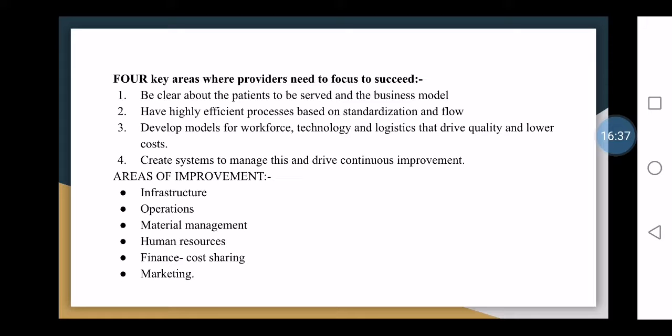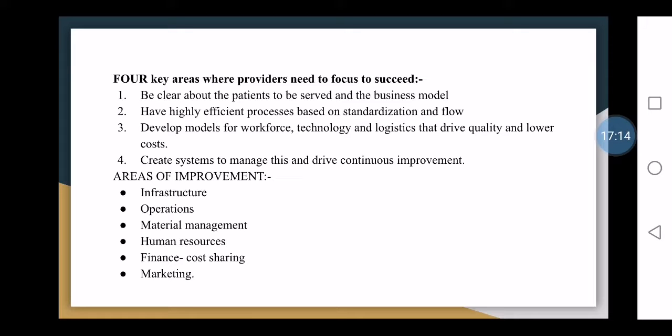Develop models for workforce, technology, and logistics that drive quality and lower cost. We have to always develop various types of business models for workforce. That means for the proper recruitment of the staff, good productive nurses, doctors, paramedical staffs, class four workers, because health is always a teamwork. Then new technologies, the logistics, everything should have a proper quality, and at the same time we should think of the lower cost, and create systems to manage this and to drive continuous improvement.